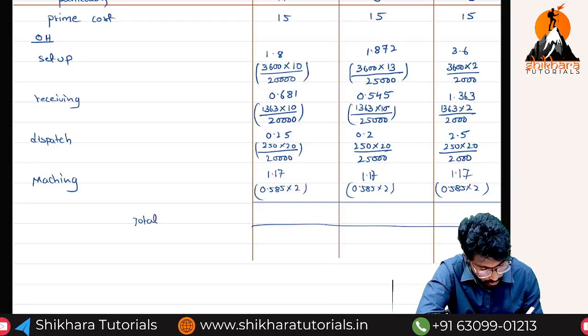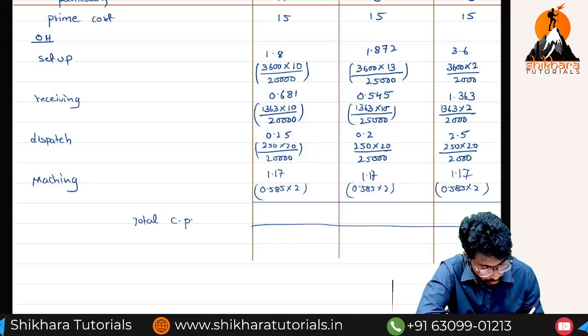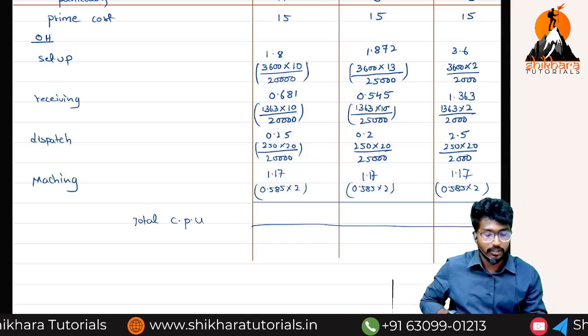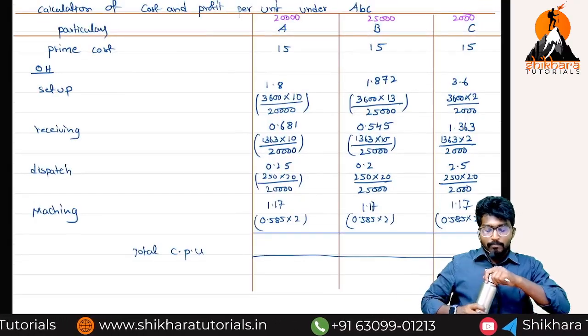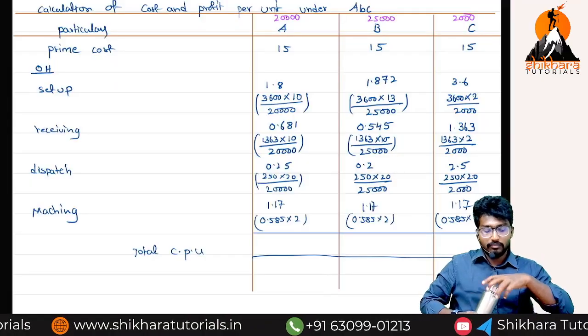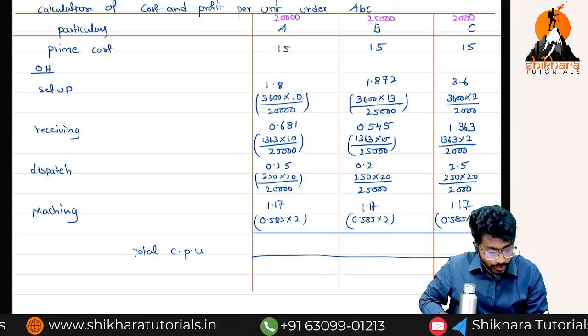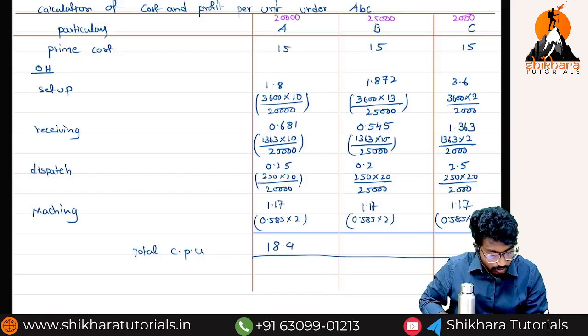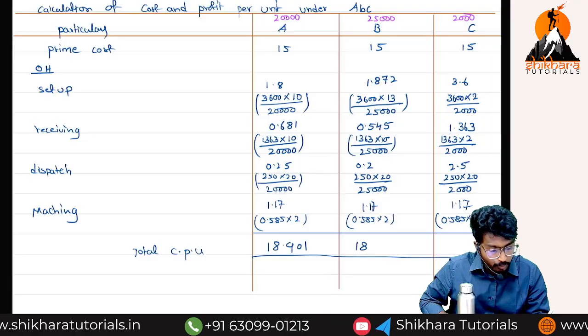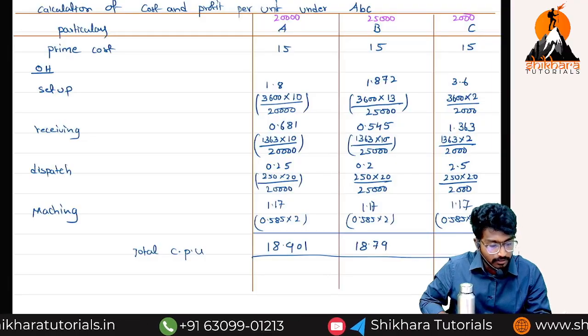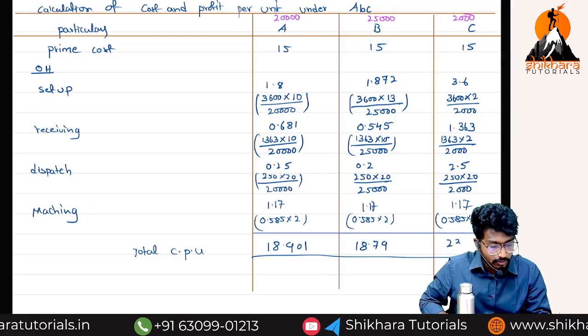Total cost per unit. Tell me, what is the total cost per unit? For A, 18 point. For B, 18.79. For C, 23 point.